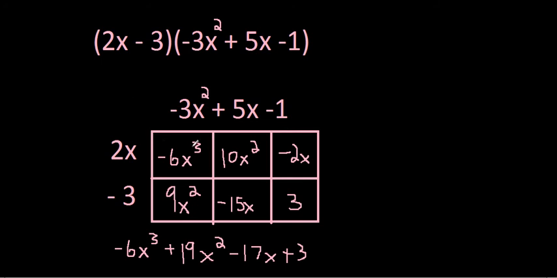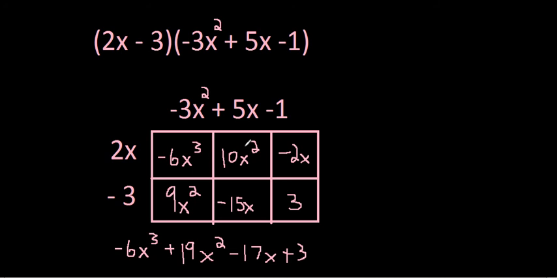So for this cell, I would need to multiply 2x times negative 3x squared. I'm just multiplying the row and the column of the cell together to get the product. So 2x times negative 3x squared, it's a positive number times a negative number, so that's going to give me a negative result. 3 times 2 is 6. x times x squared is x to the third. That's 1 x factor times 2 x factors gives me 3 x factors.